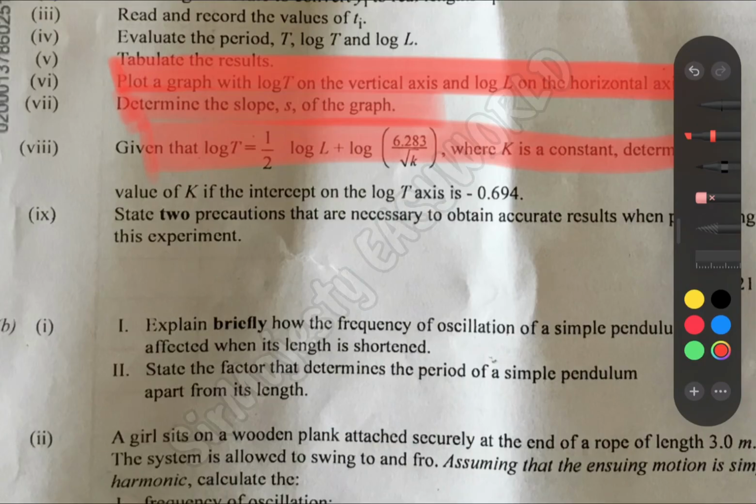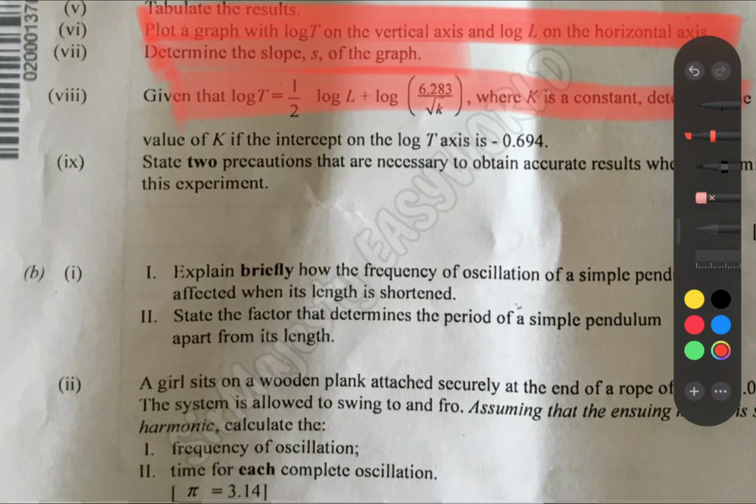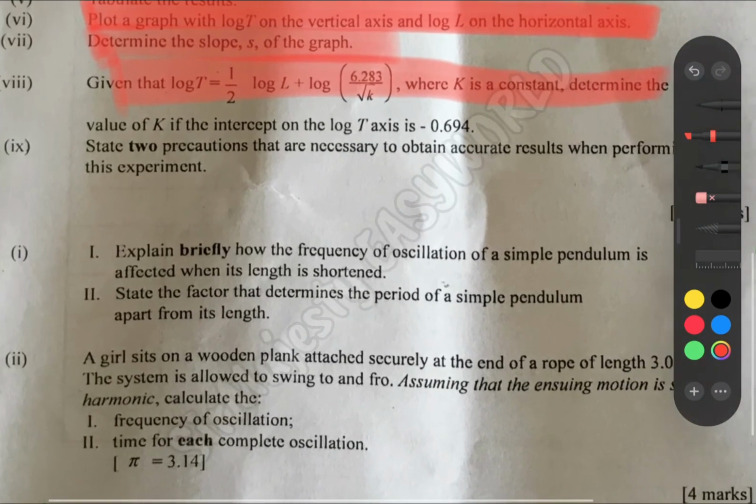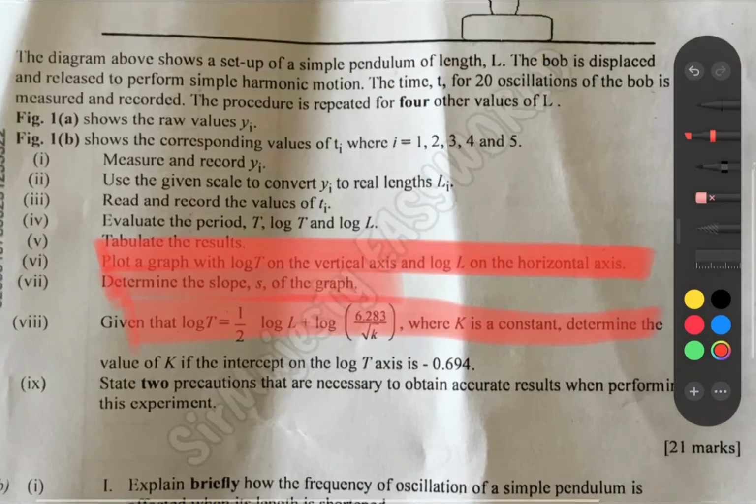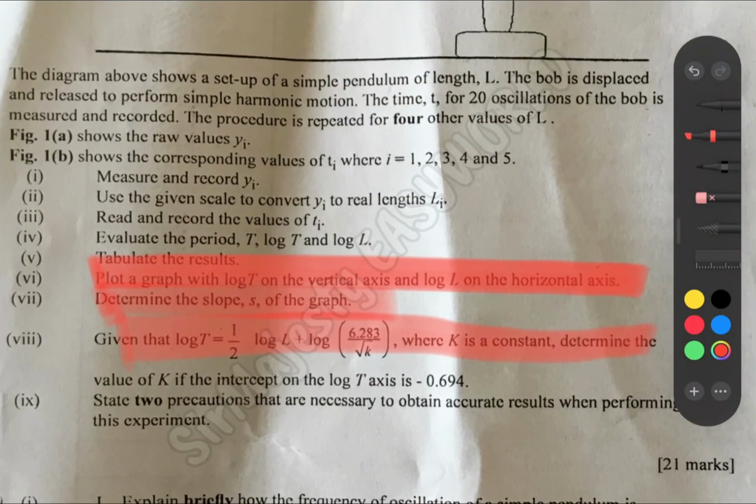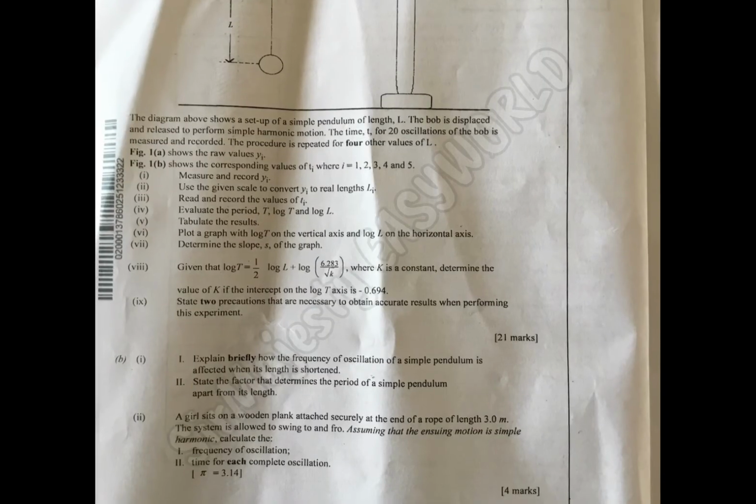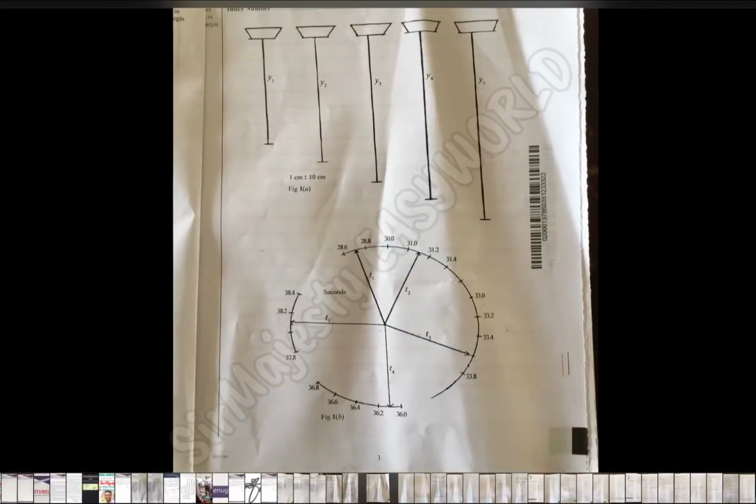So that's it. The other question is a theoretical question. Explain briefly how the frequency of oscillation of a simple pendulum is affected when its length is shortened. Using the graph, you deduce what is happening, as the length increases, what happens to the time taken. But what matters is that this is alternative to practical. You just measure the real things you are told to measure, and that settles the case.